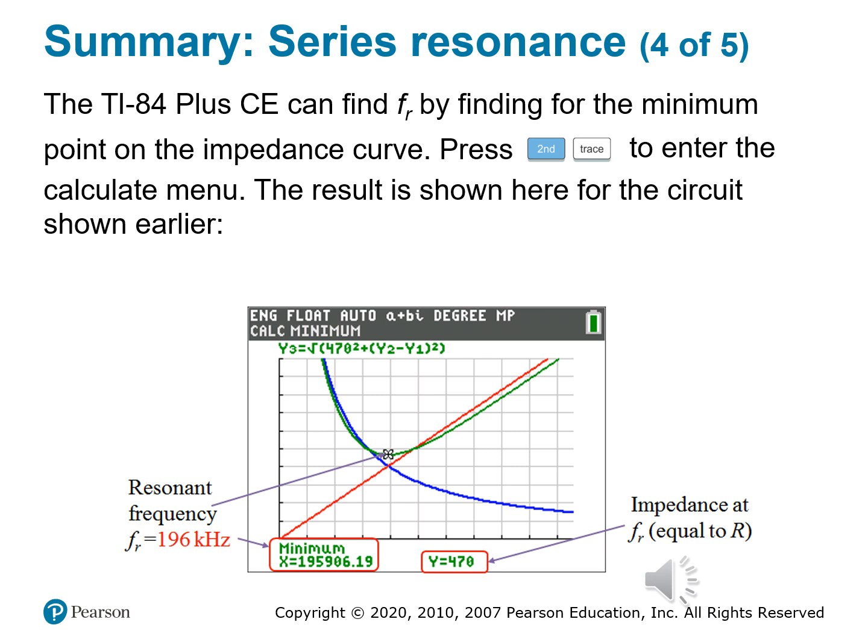Again, so here's the situation. You've got an impedance curve for your RLC circuit, and you want to find the resonant frequency, the exact point where impedance hits its minimum. And this is how you do it. On the TI-84, press the second function key, then press trace to access the calculate menu. From there, select minimum, and we're looking for the lowest point on the impedance curve.